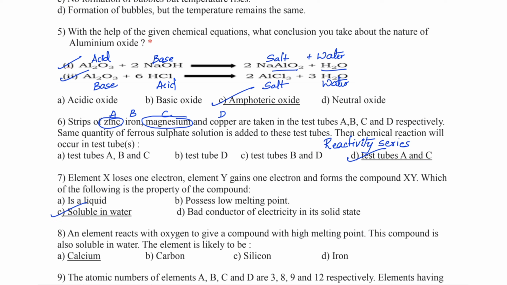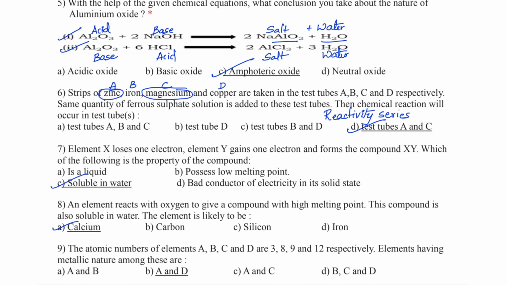Question number 8. An element reacts with oxygen to give a compound with high melting point. This compound is also soluble in water. The element is likely to be option A, calcium, option B, carbon, option C, silicon, option D, iron. Correct answer is option A, calcium. It is the element that reacts with oxygen and it gives the compound with high melting point, and this calcium oxide is also soluble in water.